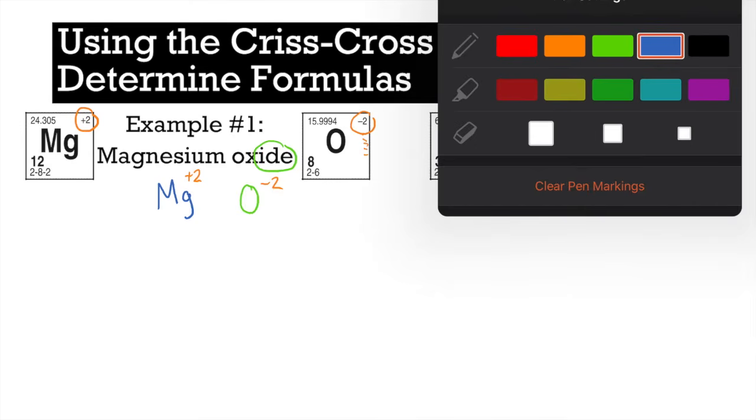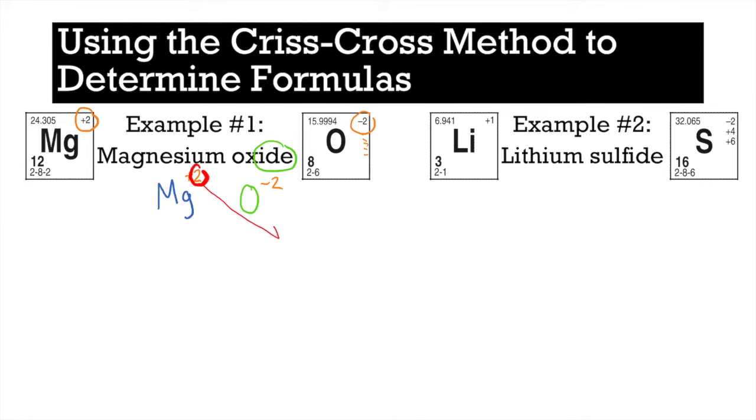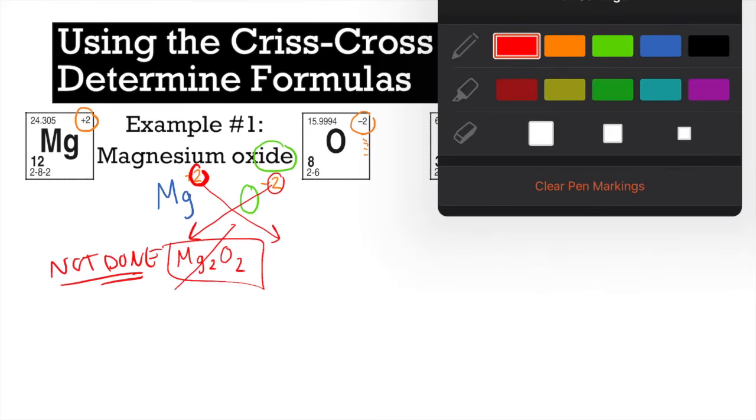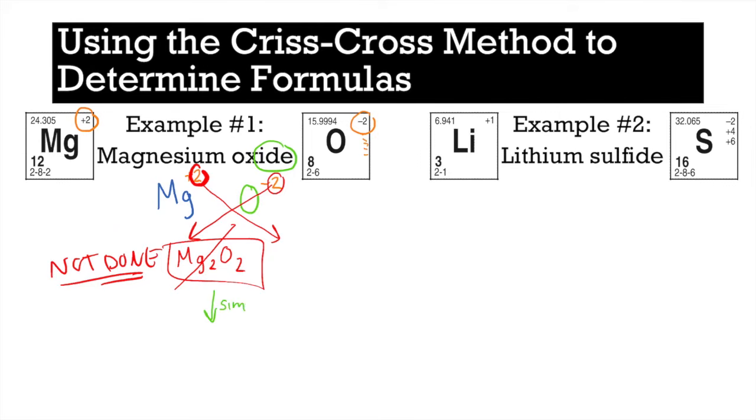Now that we have that, take this, bring it down. Take that, bring it down. And so now you get Mg2O2. Now, we are not done. This is not your answer. What you have to do is simplify it. You want to have the simplest ratio when you have your formulas. So we can divide both of these by 2, and to simplify it, we just get MgO. And that is your correct answer.